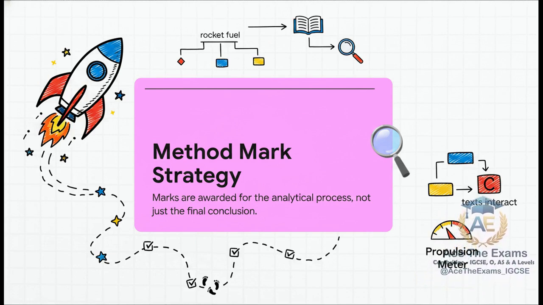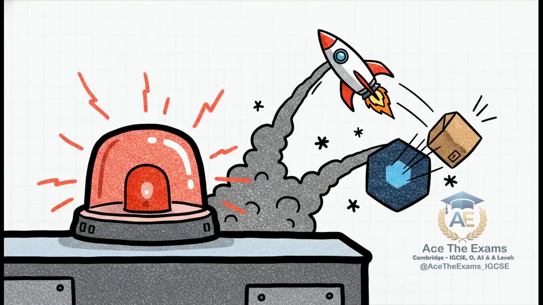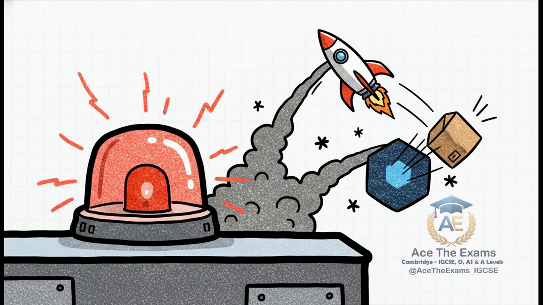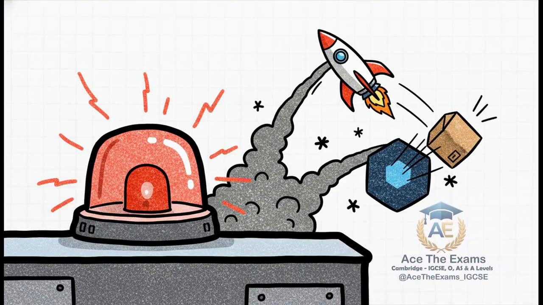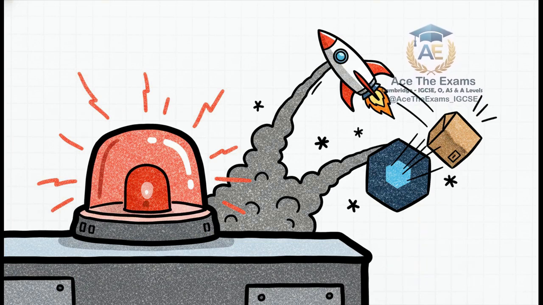Show your working. We are approaching the upper atmosphere now, which means Section 3, critical hazard avoidance. Warning lights should literally be flashing on your console right now. Why? Because the single biggest, most catastrophic mistake candidates make across Paper 2 is deploying generic answers. The principal examiner reports are screaming about this.